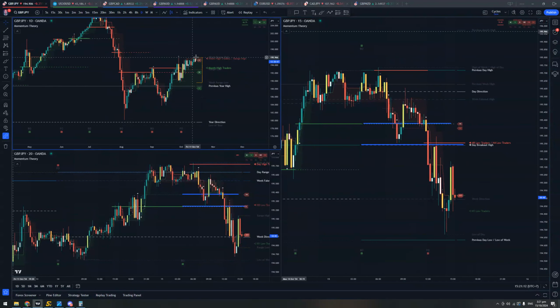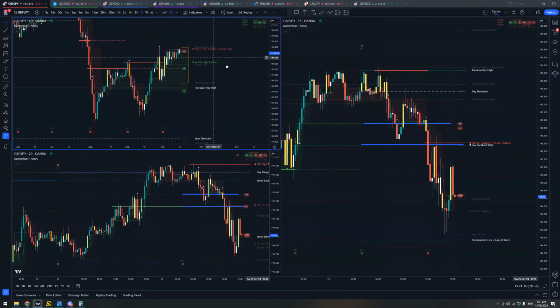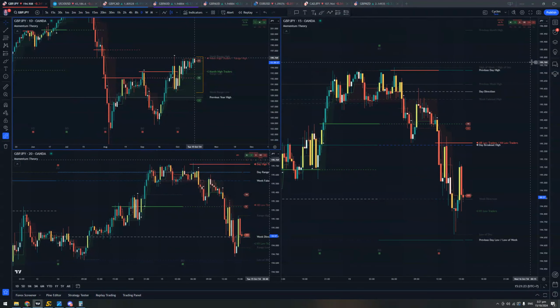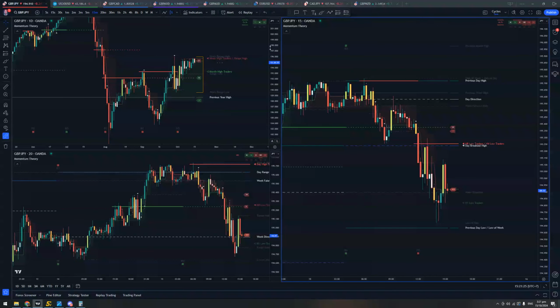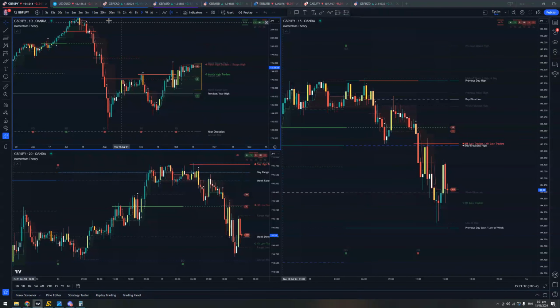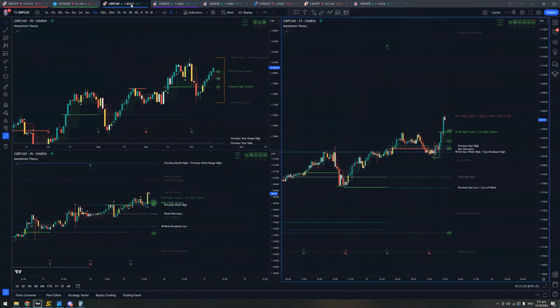Still hasn't taken out that high of the range. I'm still waiting for that to happen, but maybe sometimes it won't. But still assuming that that'll get taken out. But right now, there's no reason for me to take any buys yet. Yeah, so that was it. In Asia, didn't take anything, didn't see anything. And so in London, I took 2 trades, took one on GBPCAD.